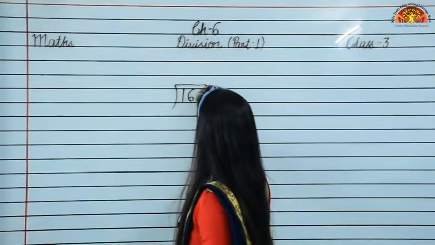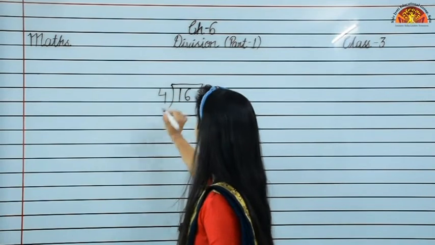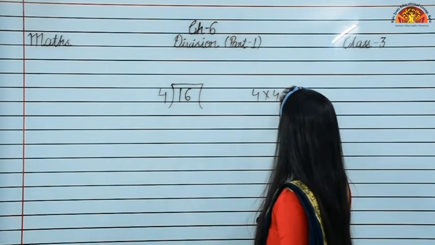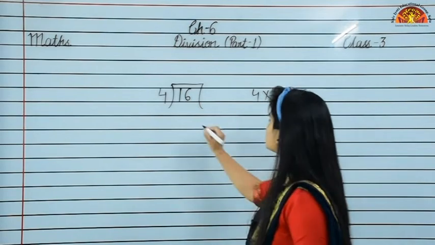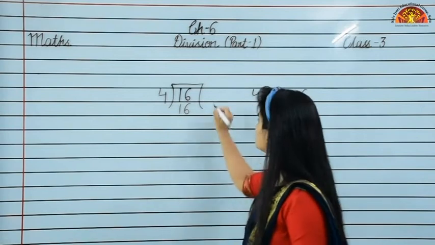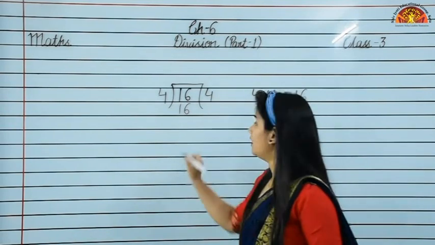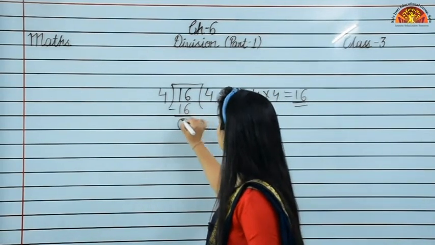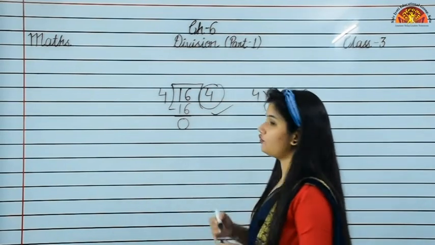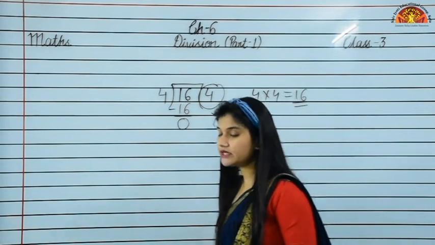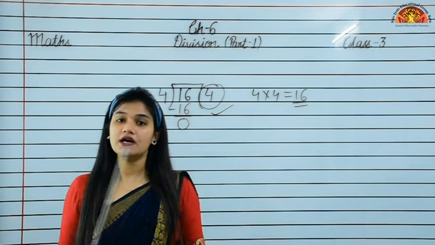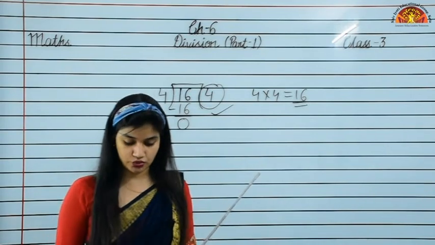16, and we have to divide this 16 by 4. And students, as we know, 4 4s are 16. So 16 we will write here. And 4 times we are getting 16, so we will write 4 here. Now we will subtract and we will get remainder 0. So the answer is 4. Is it clear? It means one child will get 4 sandwiches. Is it clear, students? Now we will see the next question, students.